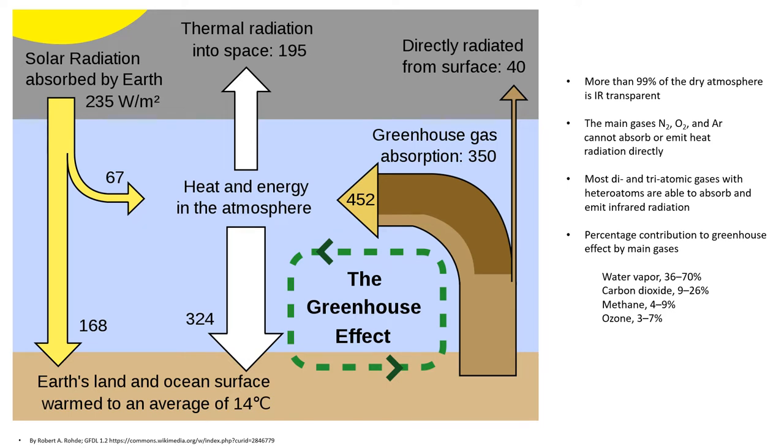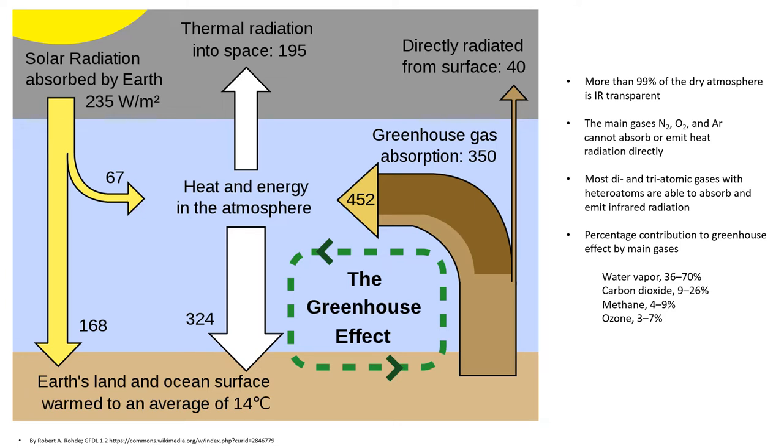A portion of this incident radiation goes directly to the atmosphere and the rest reaches the ground or the land and the oceans, which becomes warmer by approximately 14 degrees Celsius. The land also receives heat energy from the atmosphere. The land and the oceans then release the absorbed heat energy to the atmosphere, which is then trapped by the greenhouse gases present in the atmosphere, keeping the latter warm.